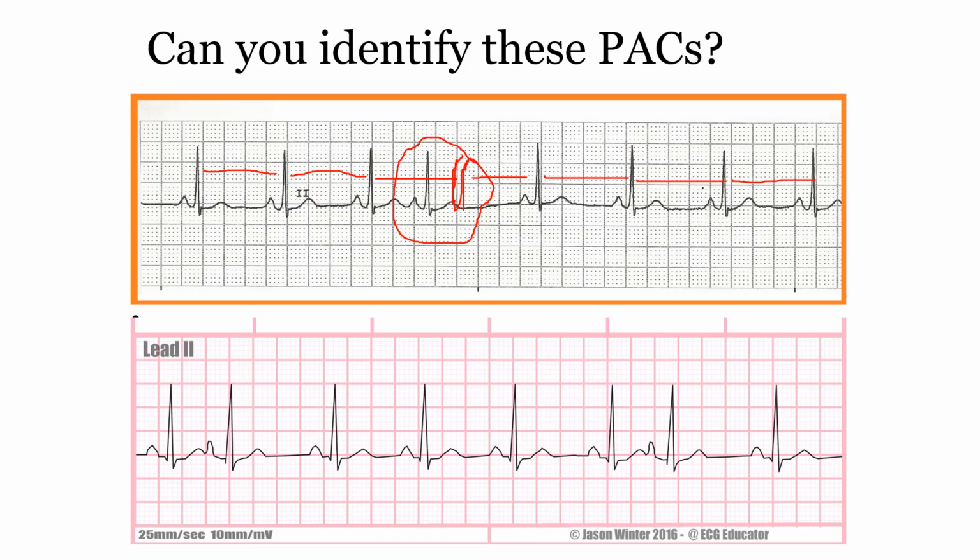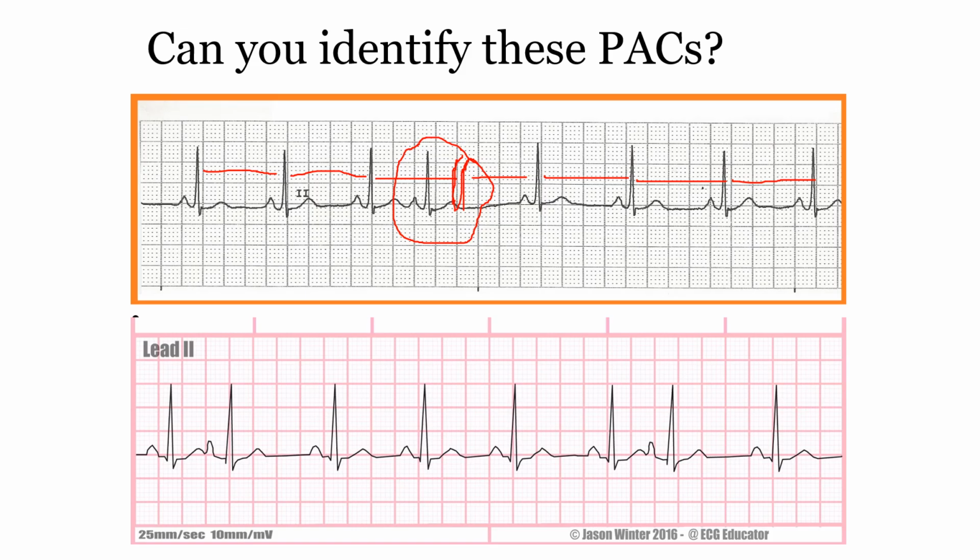The heart rate is 80 because if we take that complex that came early and scoot it over to where it should be, we're going to count that one time. So that's 80 for the heart rate. If we were to measure the PR interval, it would be 0.12 to 0.20, and the QRS is narrow and would measure less than 0.12 seconds.